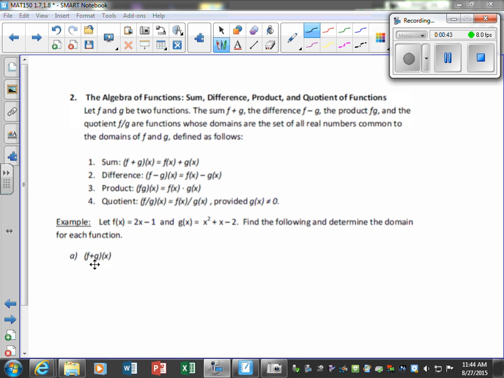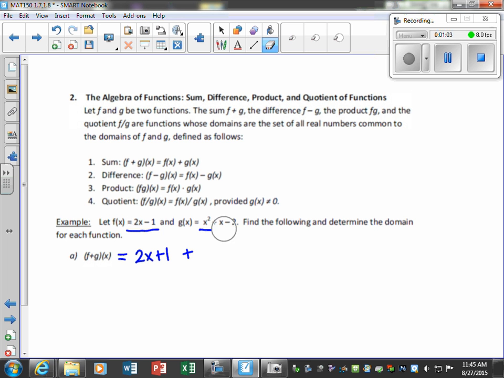So this is the (f plus g) of x, which means we can add our f of x function, then our g of x function. So f of x is given to us right here, 2x plus 1, and we're going to add that to our g of x function, which is x squared plus x minus 2. And then it's just simple addition, so adding like terms. This would give us x squared plus 3x minus 3.